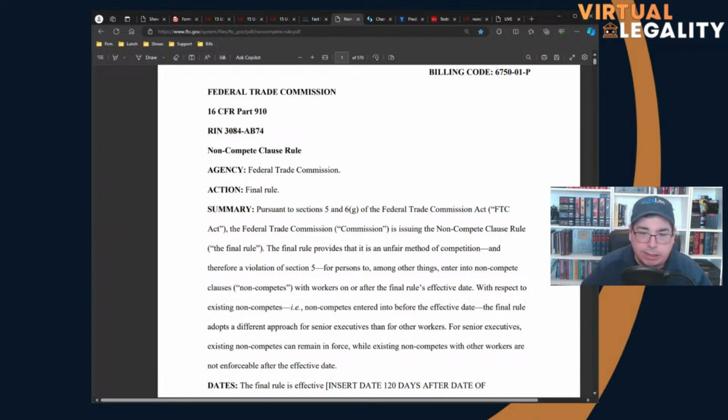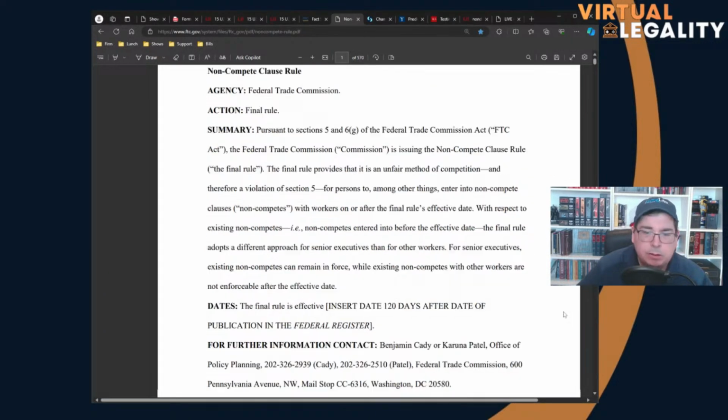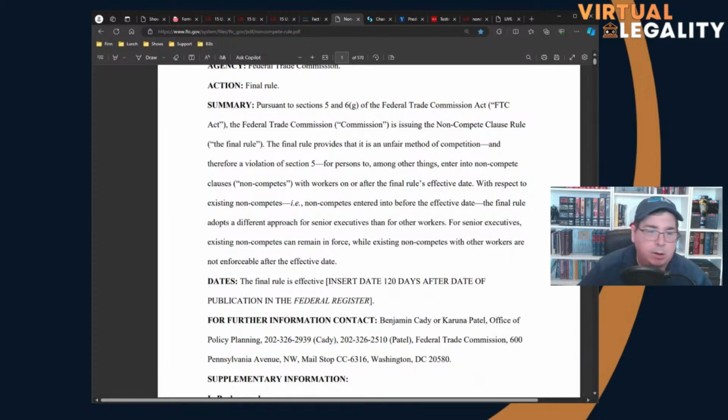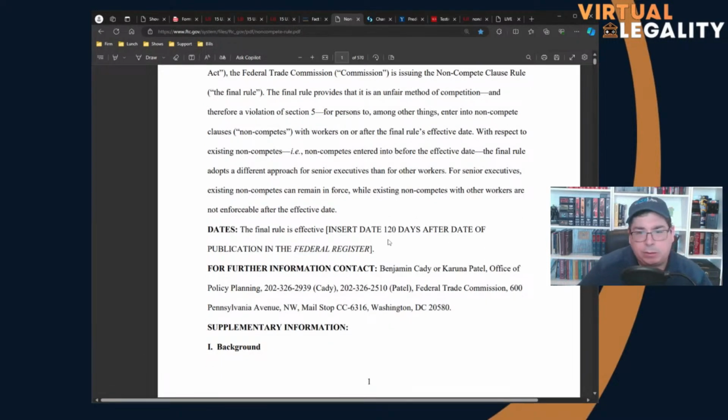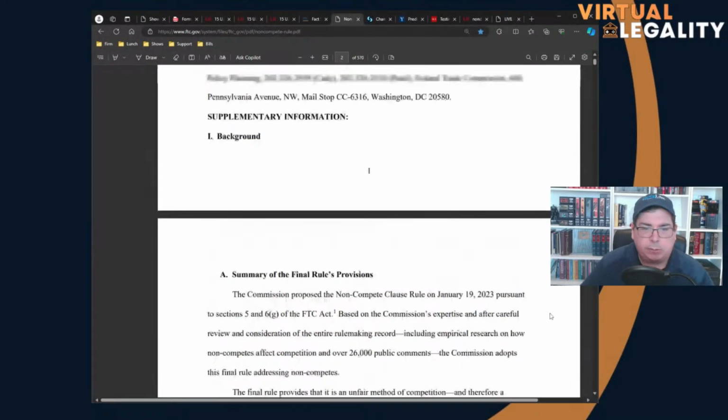With respect to existing non-competes, the final rule adopts a different approach for senior executives than for other workers. For senior executives, existing non-competes can remain in force, while existing non-competes with other workers are not enforceable after the effective date. The final rule is effective, insert date, 120 days after date of publication in the Federal Register. So 4 months or so from when this gets published or was published in the Federal Register, this will go into effect, or so the FTC would like it to be.